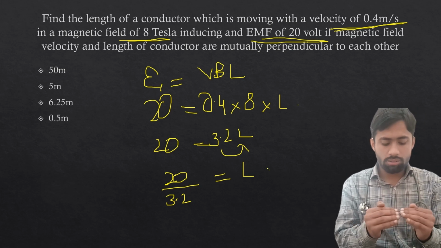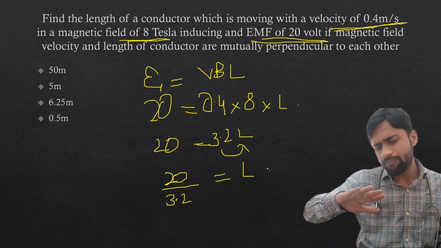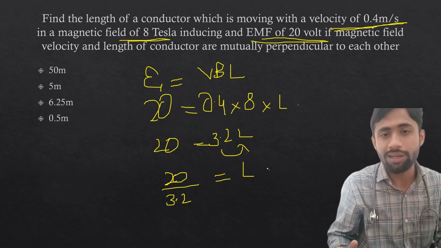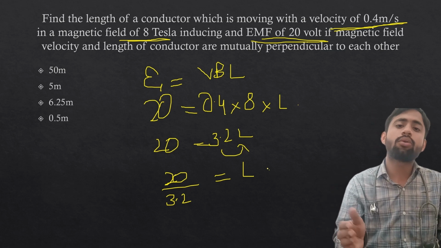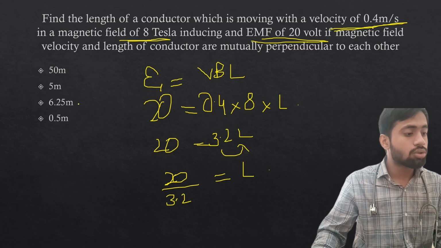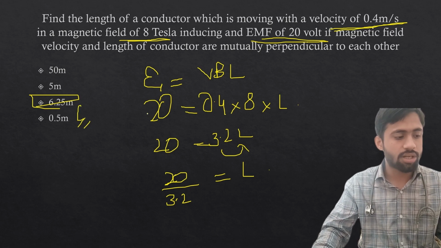But I can only guess the right answer from here, that the value is something around 6. If I look at your perspective and you don't know how to divide 20 by 3.2, you can also divide 20 by 3 and you can say the answer is somewhat near to 6. So the right answer is 6.25, which is the most near to the 6. That is your Charlie option.